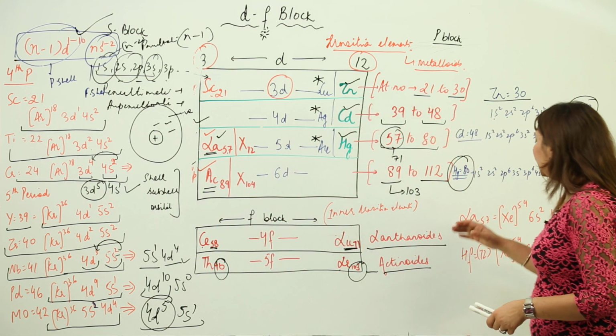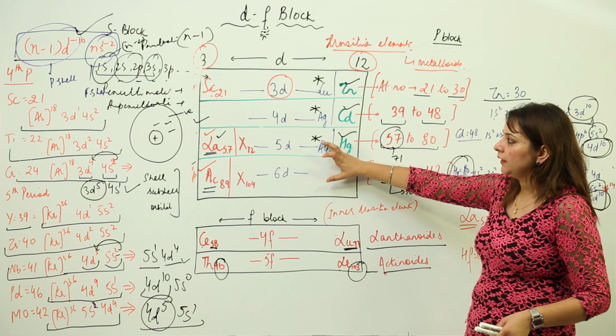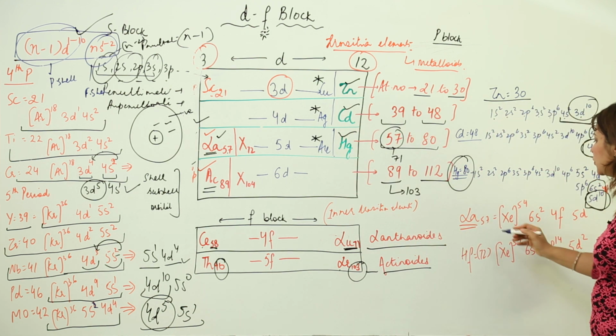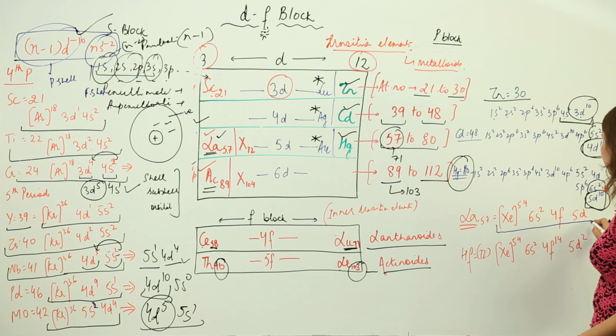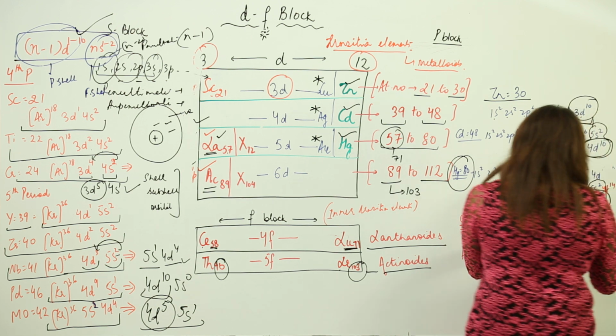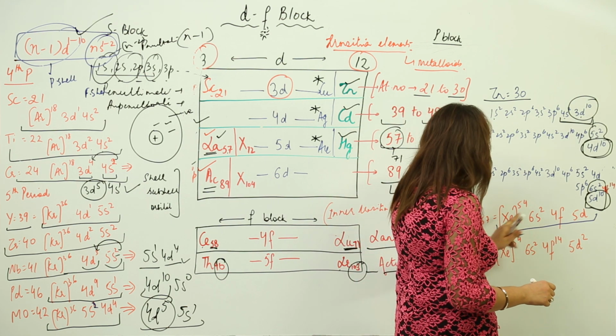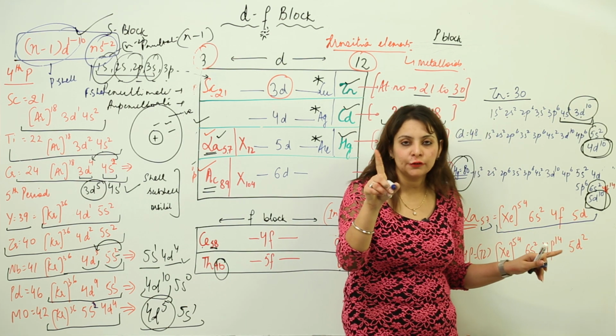Now, coming to the sixth period, lanthanum, that is 57. The configuration is xenon 54, 6s2, 4f and 5d. So we have to fill 4f and 5d. 54 plus 2 is 56, and we need to make 57, which means 1 electron more.